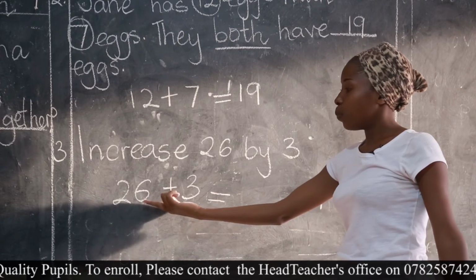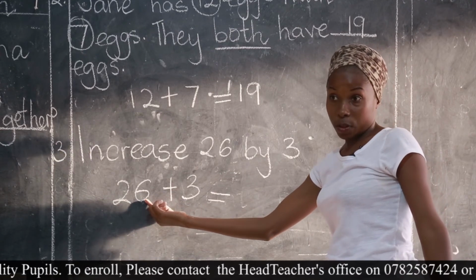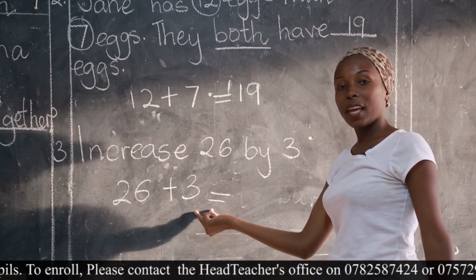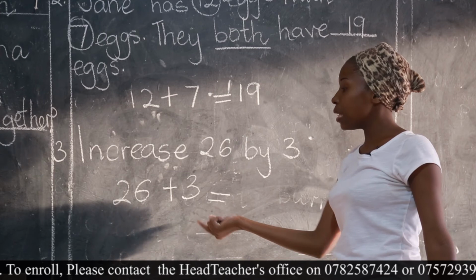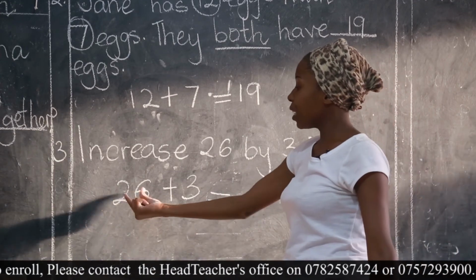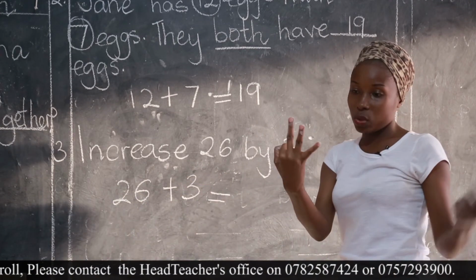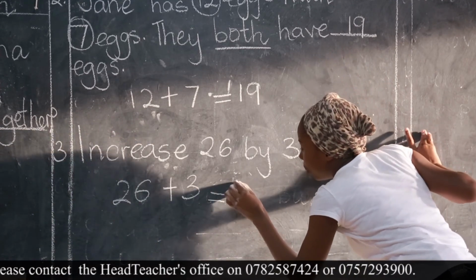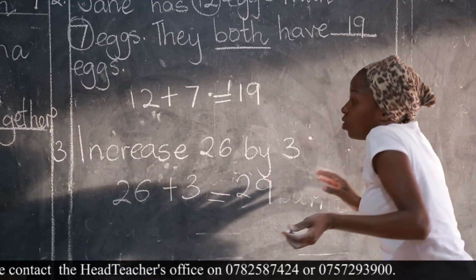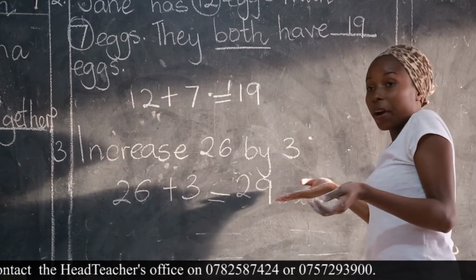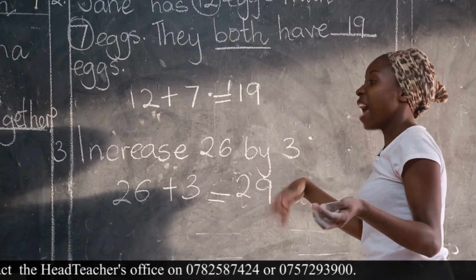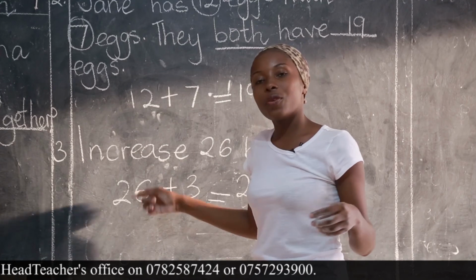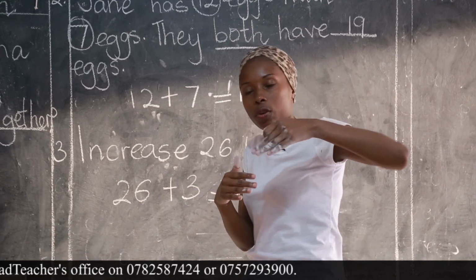26 plus 3. I'm still continuing with putting the big number in the head and the small number on the finger. It becomes so simple, so easy, and so fun. So 26 in my head and 3 on my fingers. 26, 27, 28, 29. So my answer here is 29. They have just told me to increase 26 by 3. If you find the word increase, increase, add more on what you have.